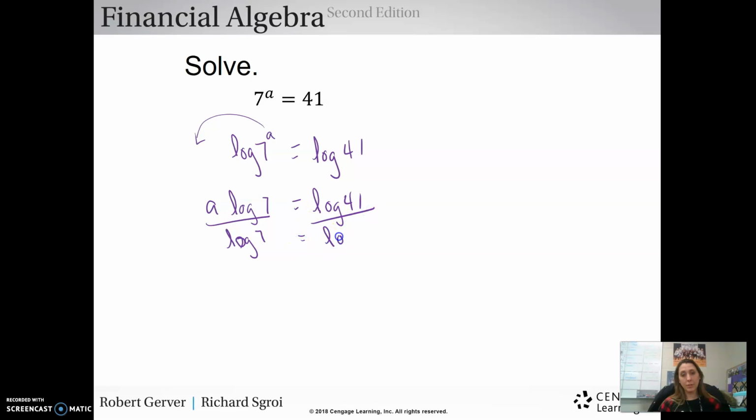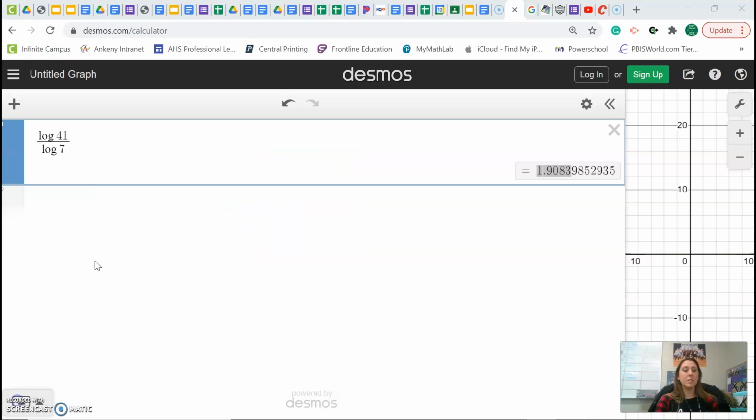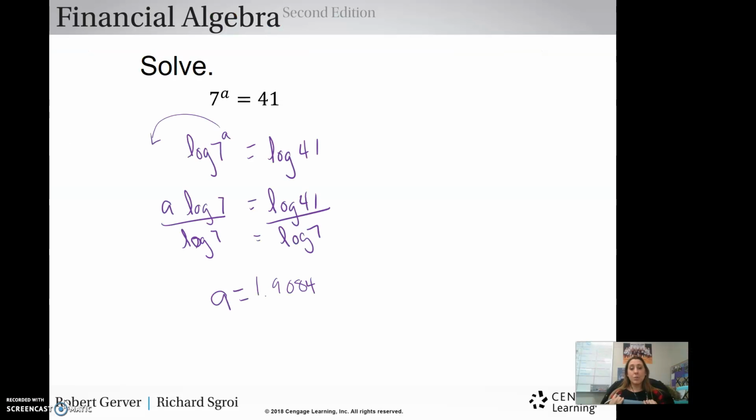Oops, I don't know how to write equals. And then I'm going to get a is equal to, and we're going to have to type that in our calculator. So let's do that. When I type that in, I get a is equal to 1.9084. So we're going to go ahead and put that in our answer. So I get a is equal to 1.9084. Alright, and now we're going to do our next one.